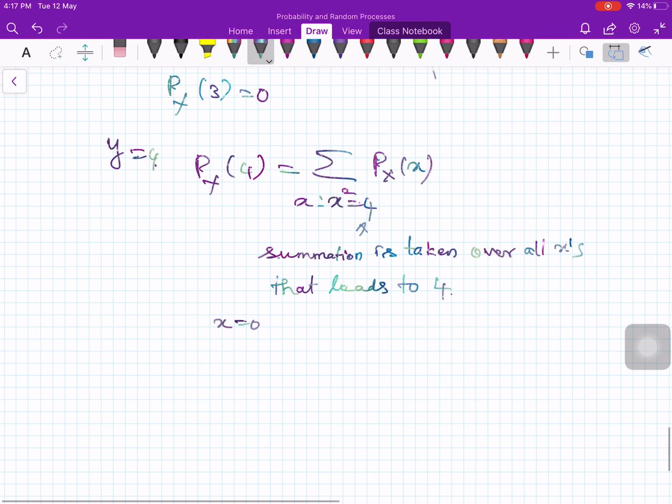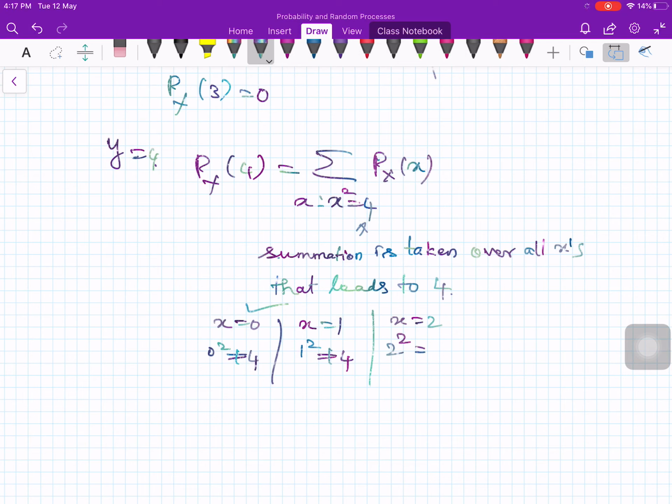When you substitute x equal to 0, 0 square is not equal to 4, then leave this one. Then x equal to 1, 1 square is not equal to 4, don't consider. When x equal to 2, yes, of course, 2 square equals 4, so you consider this one. Similarly, when x equal to minus 2, this condition also satisfies. Minus 2 the whole square equals 4, therefore this condition is also satisfied.